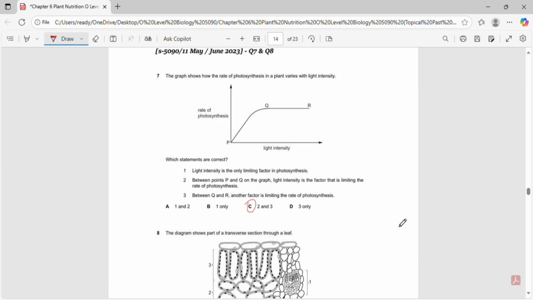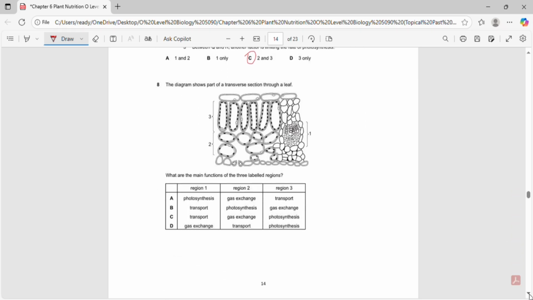Statement 1 is incorrect because light is not always the only limiting factor. Other things like carbon dioxide concentration or temperature can also limit photosynthesis. However, statement 2 is correct as in the graph, light limits the rate between P and Q, while statement 3 is correct because beyond Q, another factor becomes limiting.